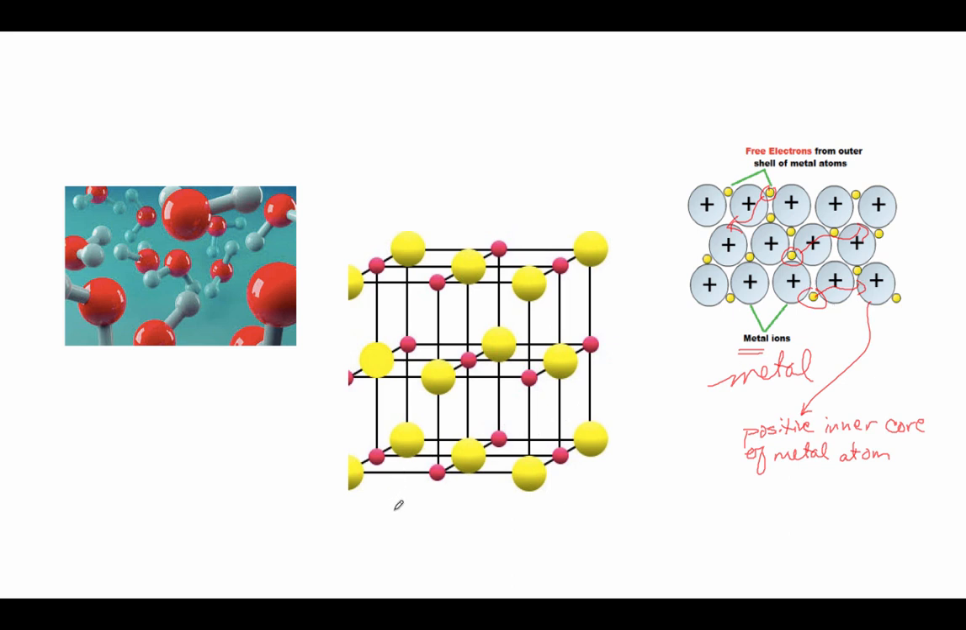Hopefully you can identify this as your ionic compound, with your cations alternating with your anions. Cations being positively charged, anions being negatively charged. These lines represent my ionic bond, which is really just an electrostatic attractive force between oppositely charged particles. These are taken to be pretty strong. So those are a strong attractive force.